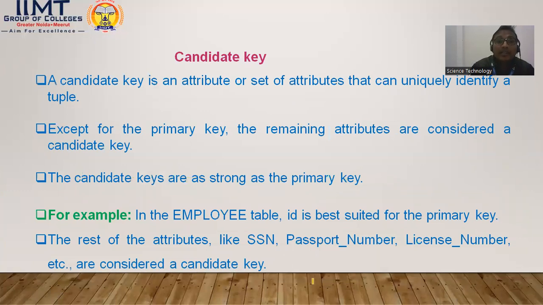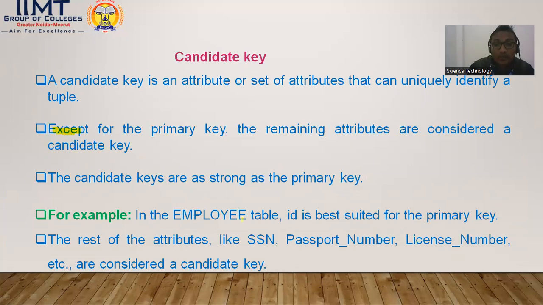A candidate key is an attribute or set of attributes that can uniquely identify a tuple, record, or row. Except for the primary key, the remaining attributes are considered candidate keys. Candidate keys are as strong as the primary key. Obviously, because we select the primary key from the candidate keys, we can say that the candidate keys are as strong as the primary key.